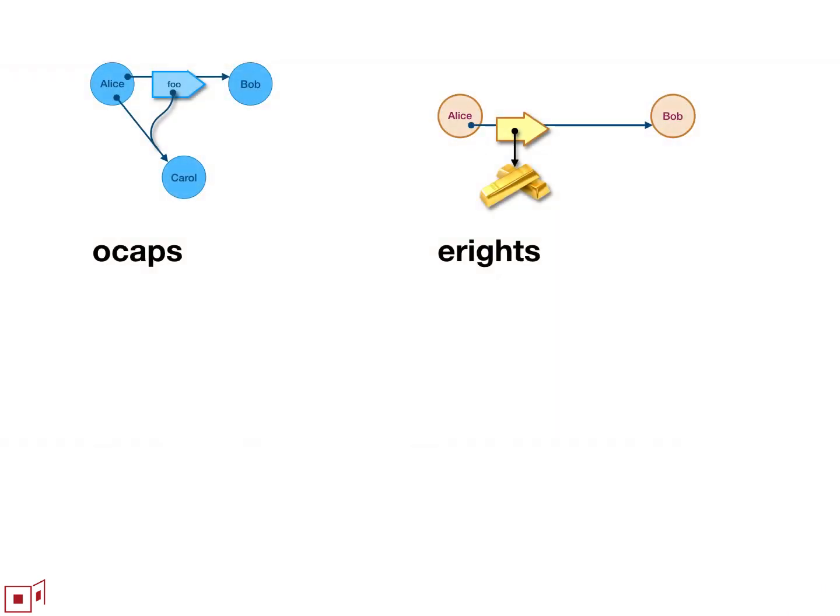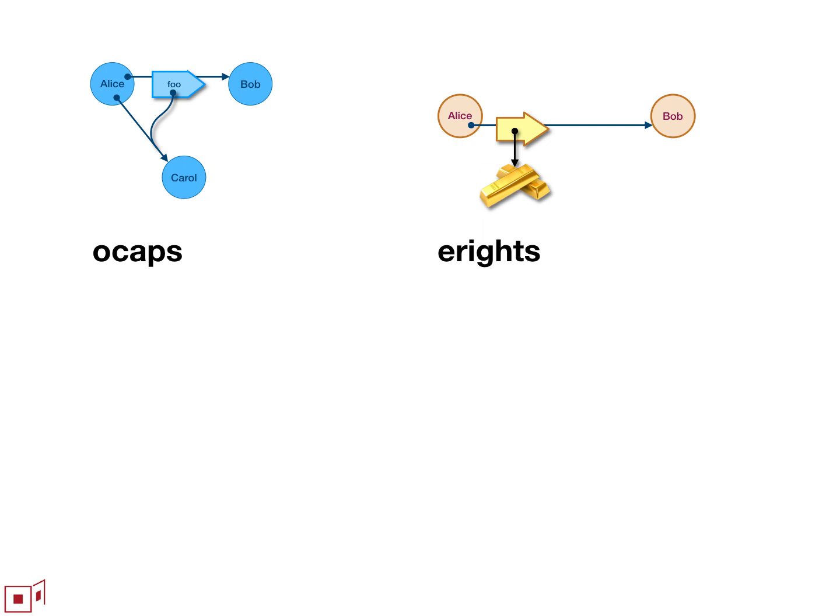So now we're going to focus in on the E-rights and smart contract analysis. We've already seen OCAPs, object references being permissions. Well, permission to invoke an object is a kind of right.